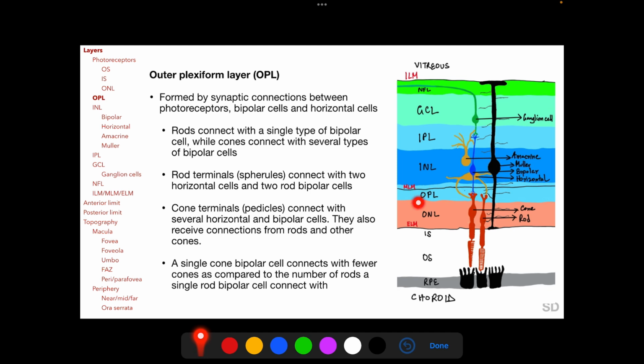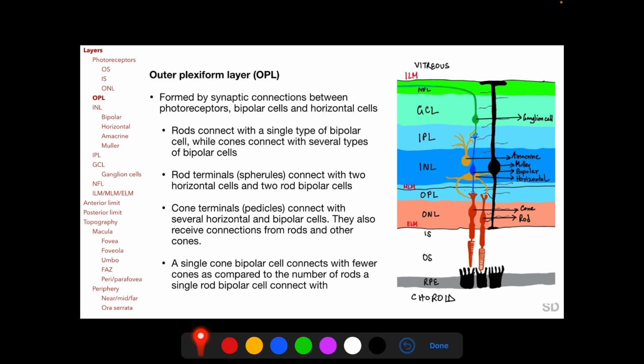The outer plexiform layer is formed by synaptic connections between photoreceptors, bipolar cells, and horizontal cells. The rods connect with a single type of bipolar cells called the rod bipolar cells, while the cones connect with several types of bipolar cells. The rod terminals called spherules connect with two horizontal cells and two rod bipolar cells, whereas cone terminals or pedicles connect with several horizontal and bipolar cells. The cone terminals also receive connections from rods and other cones. A single cone bipolar cell connects with fewer cones as compared to the number of rods a single rod bipolar cell connects with.